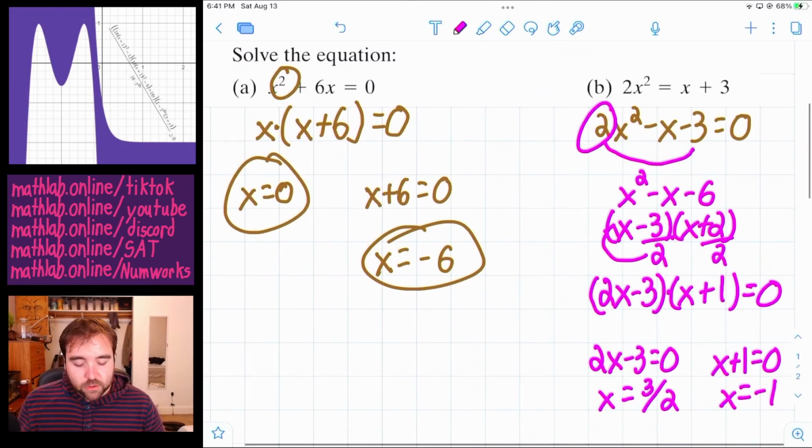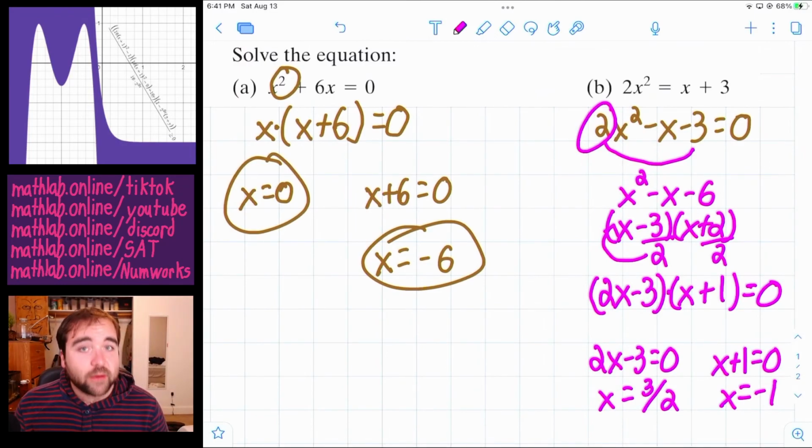But that's generally what you do when you have a quadratic. Whenever you have an x squared term, you've got to get everything to the same side so you can factor and then get your solutions.